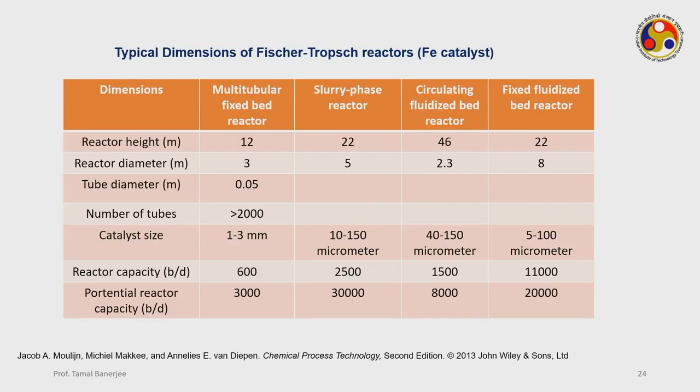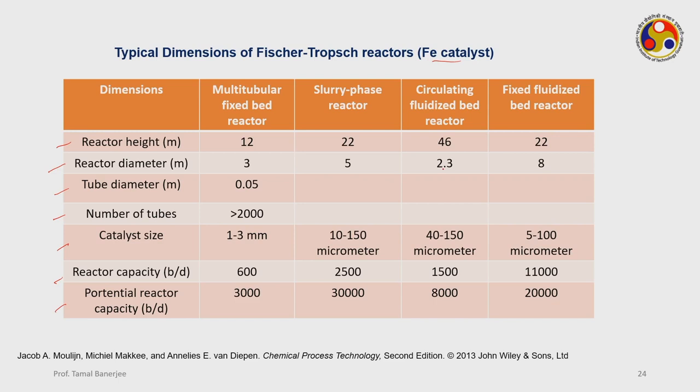If I want the typical dimensions of a Fischer-Tropsch reactor using the iron catalyst, these are the reactor heights, reactor diameter, tube diameter, number of tubes, catalyst size, reactor capacity and potential reactor capacity. Height wise, the circulating fluidized bed is the highest as compared to the slurry and multi-tubular fixed bed reactor.